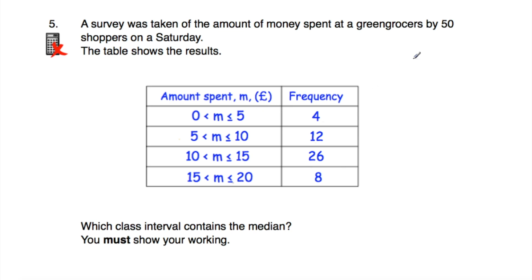Before we used n plus 1 divided by 2 to find the position of the median. But here, because we don't actually know the values, here we've got 4 people that spent more than £0 but less than or equal to £5, 4 people could have spent 1p. They all could have spent £5. We're not entirely sure how much money these 4 people spent. We don't know how much money these 12 people spent, apart from it being more than £5 but less than or equal to £10 and so on.